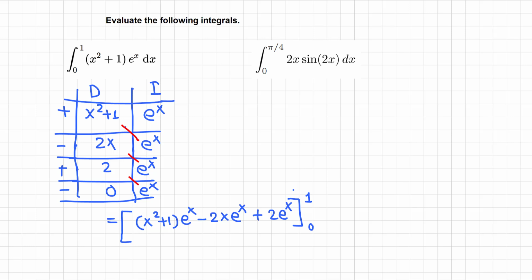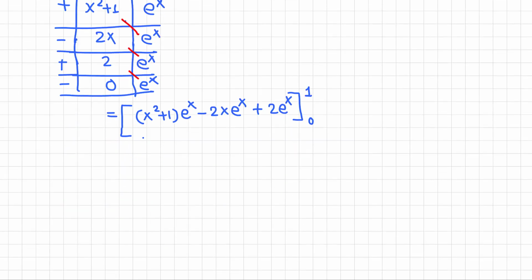Now let's plug in the upper limit and lower limit. In fact, there are three terms with e to the x. We could have simplified e to the x, but let's plug in 1. So it's going to be 1 squared plus 1, 2, times e to the 1, just e, minus 2 times 1, 2, e to the 1, plus 2 times e to the 1, just that. e is an irrational number, so we just leave that.